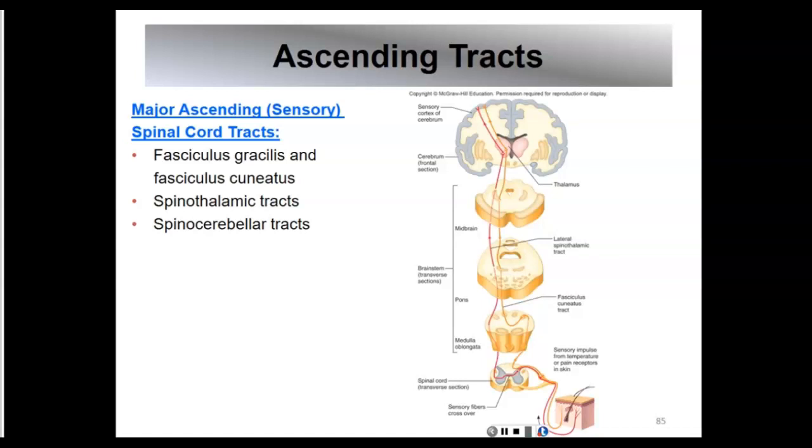Spinothalamic is a sensory tract that is for pain and temperature. Spinocerebellar tract is again sensory information, and this is going to be for coordinating muscle movement, primarily of the lower limb and trunk.